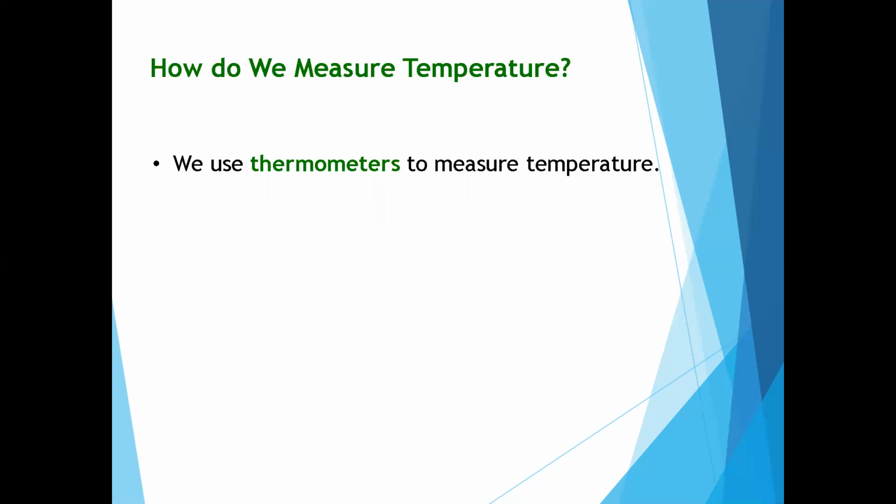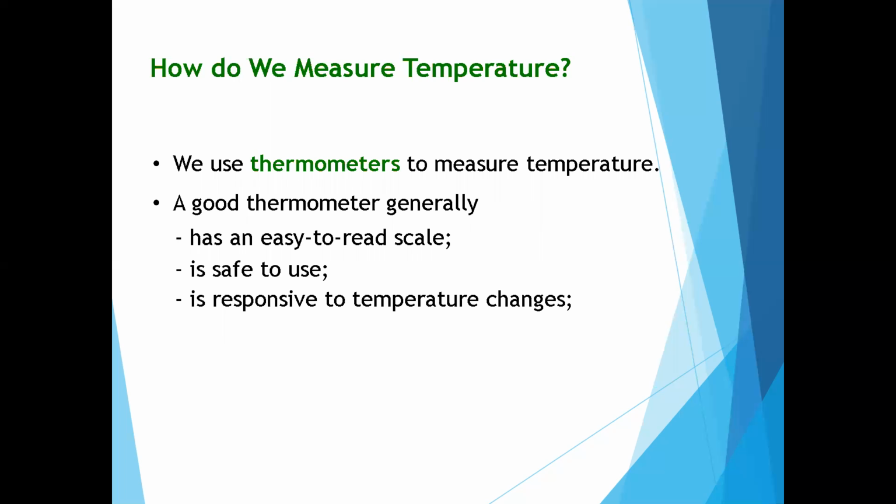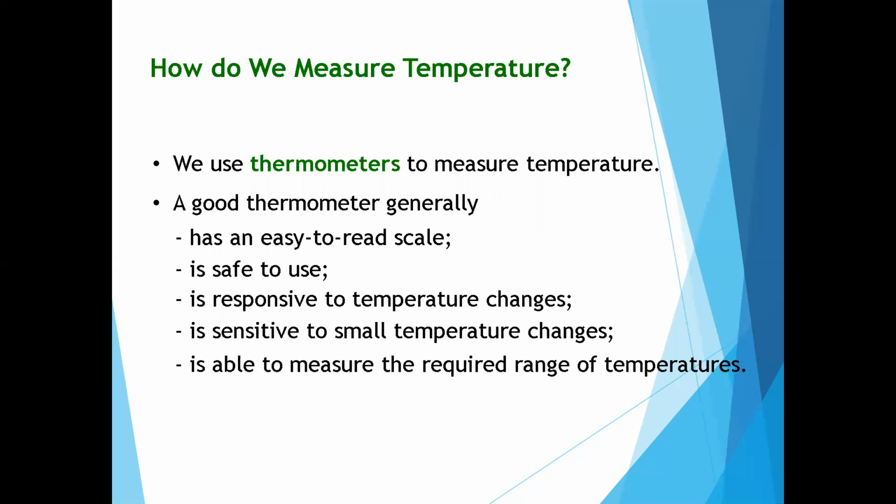How can we measure temperature? So we'll use thermometers for that, and we have different types of thermometers that we're going to discuss. What are the qualities of a good thermometer? Firstly, it should have an easy to read scale so that it can be used easily, and it should be safe to use. It should be made of a material that is safe for everyday use. It is responsive to temperature change. We'll discuss what we mean by responsiveness and sensitivity. It is sensitive to small temperature changes, and it is able to measure the required range of temperatures.